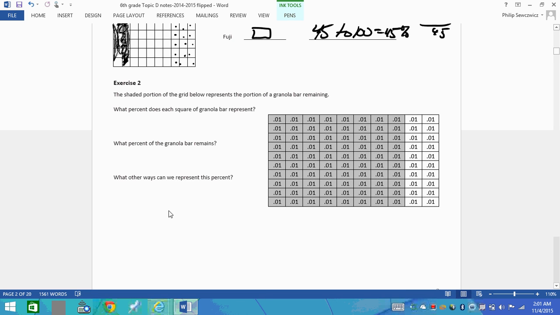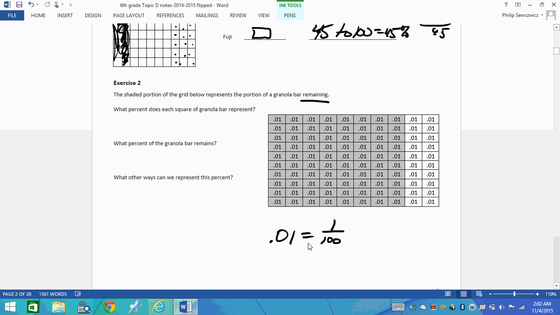Okay, so let's see what we got going on here. We got the shaded portion of the grid below represents the portion of a granola bar remaining. Okay, so watch what's going on here. So first of all, the shaded shows what's remaining. All right, so first of all, what percent does each square of a granola bar represent? Well, if we look at this, we've got these as decimals. So I'm going to come right off over the side here. If we say this is the number 1, and then 100ths. Okay, now, so this is the connection here.